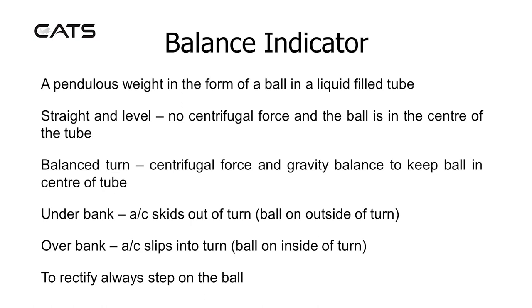The balance indicator. This is formed of a pendulous weight in the form of a ball in a liquid-filled tube. When the aircraft is straight and level, there is no centrifugal force, and the ball is in the centre of the tube. In a balanced turn, the centrifugal force and gravity balance to keep the ball in the centre of the tube. When underbanked, the aircraft skids out of the turn, the ball is on the outside of the turn. When overbanked, the aircraft slips into the turn, the ball is on the inside of the turn. To rectify this, always step on the side that the ball is on.